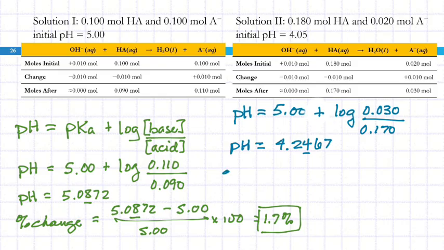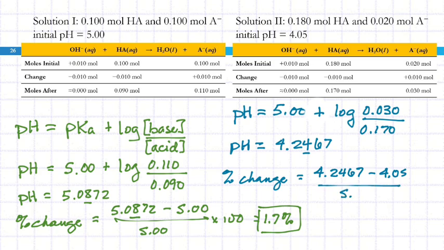So to find the percent change, we're going to use our final minus the initial. The initial here was 4.05. I don't know how that happened. Divide by the initial times 100.